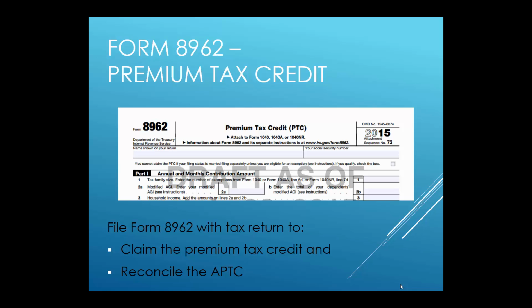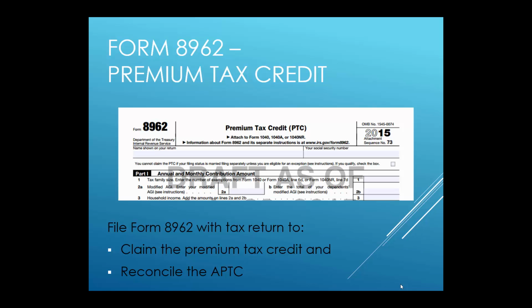It factors in household income, family size, which family members are enrolled, whether the enrolled family members are eligible for other health coverage, cost of available insurance coverage, and the premiums for the plan enrolled in. The result of the calculation from the Form 8962 and the reconciliation is reported on the 1040.